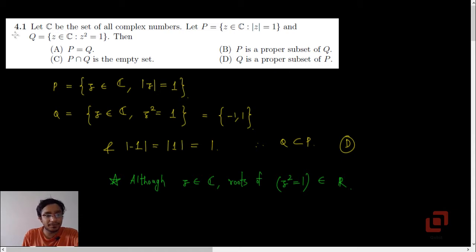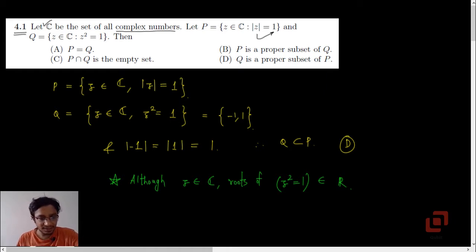Question number 4.1. The mathematics section in the NEST is the fourth section. Let C be the set of all complex numbers and let P be the set of complex numbers such that mod of Z is equal to 1. And let Q be the set of complex numbers for which Z squared is equal to 1. Then P is equal to Q, P is a proper subset of Q, P intersection Q is the empty set, or Q is a proper subset of P.